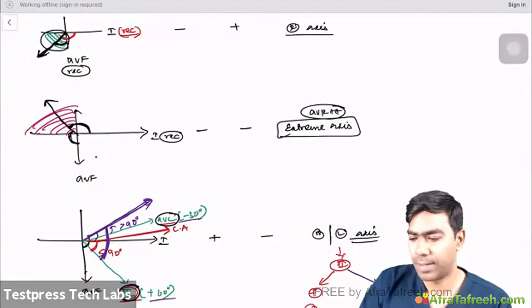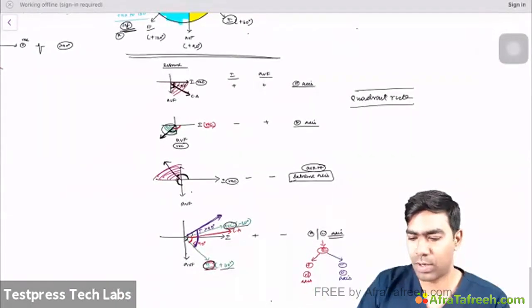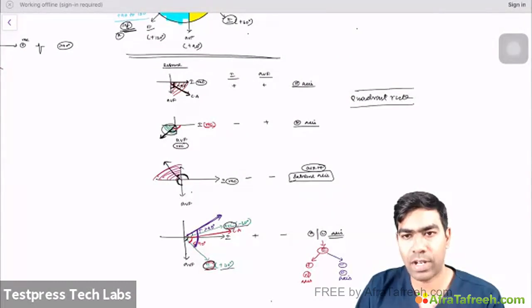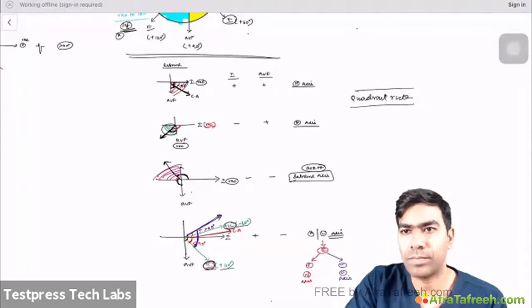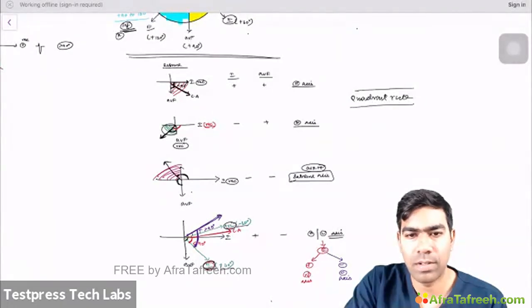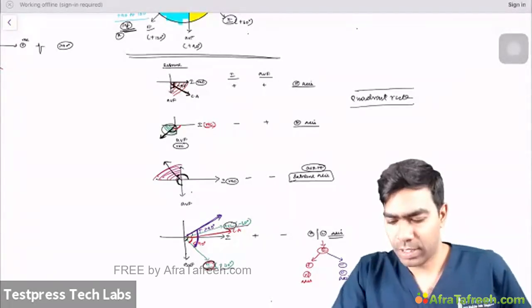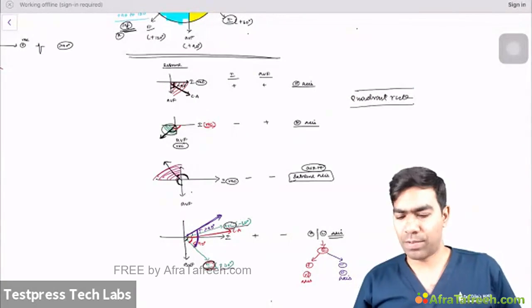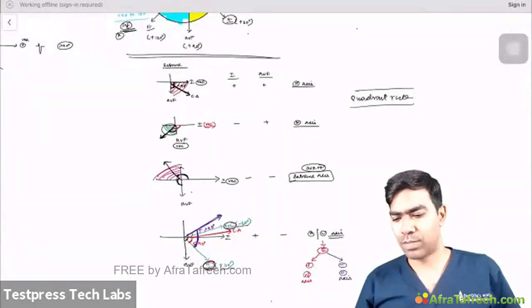Hope you get it. Are there any doubts in this? Do you understand this axis? How to find out a cardiac axis? Yes. So in the exam, if you don't understand all these things, just memorize this. That's more than enough. Clear?